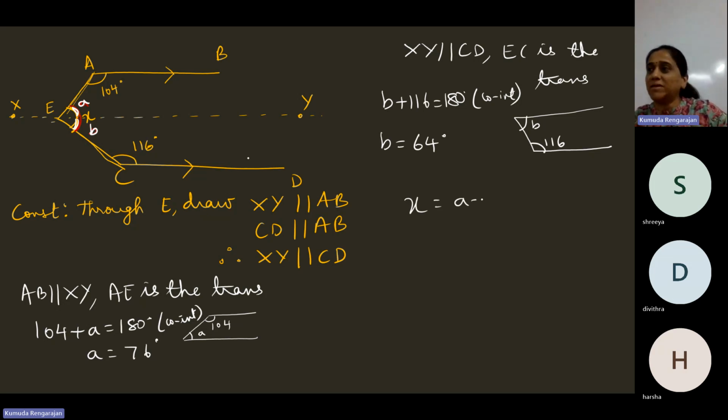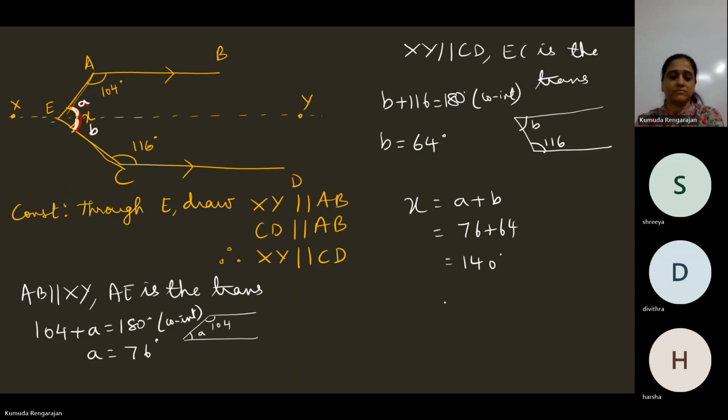X is equal to A plus B. So 76 plus 64. Please work it out. Draw the diagram again and mark all those extra things we did.